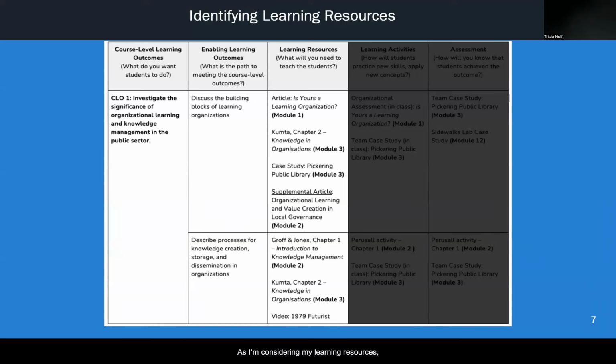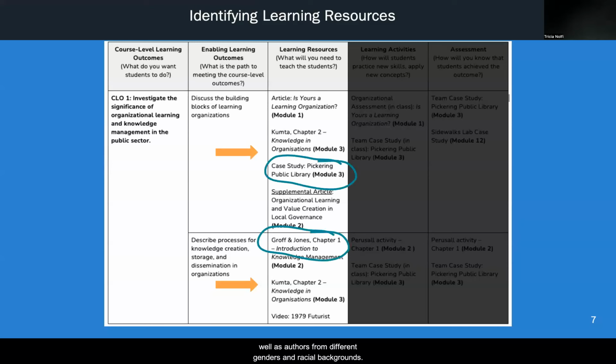As I'm considering my learning resources, I want to explore how different voices and contexts can be presented. So for example, I know that in my course, I am likely to have students from various countries. So I have learning resources from authors outside of the US who can provide different organizational contexts, as well as authors from different genders and racial backgrounds. Taking this step will allow me to examine how different people, organizations, and communities are represented in my course.